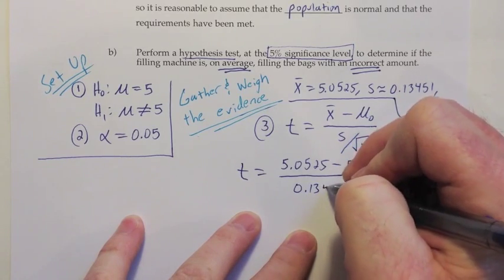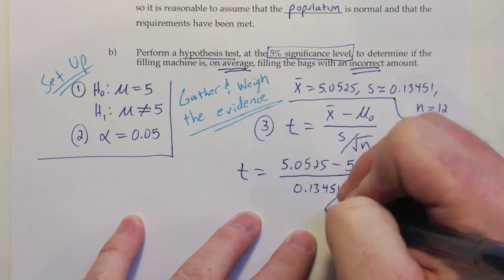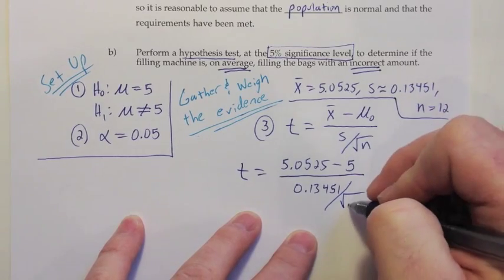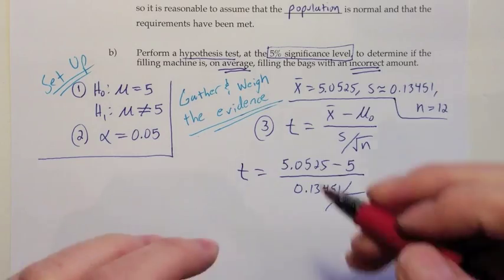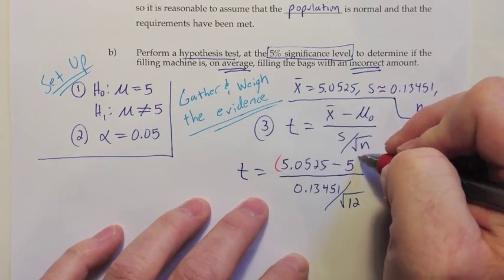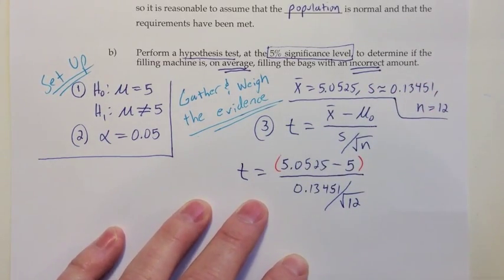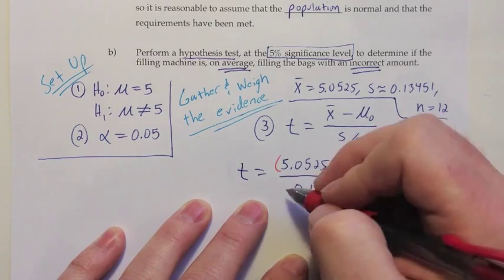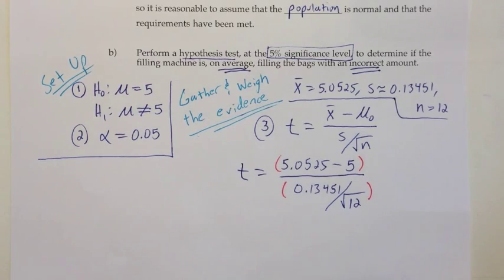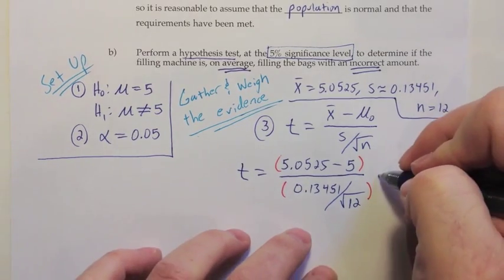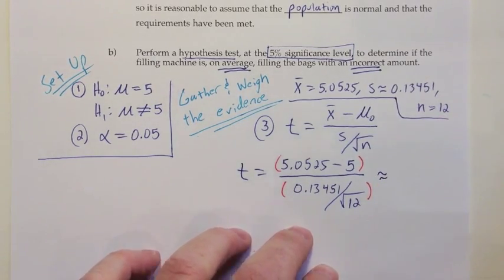So 0.13451 is our sample standard deviation, and we divide that by the square root of our sample size, that is 12. And that's the way we would write that, but when we go to the calculator, if there's more than one number in the numerator, which there is, we need parentheses around that. More than one number in the denominator, which there is, then we should put parentheses around that. So those red parentheses don't need to be written down, but they do need to be entered into the calculator.